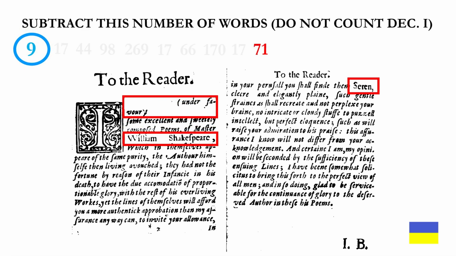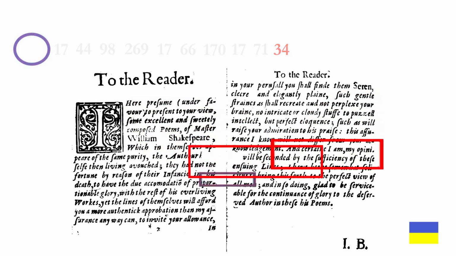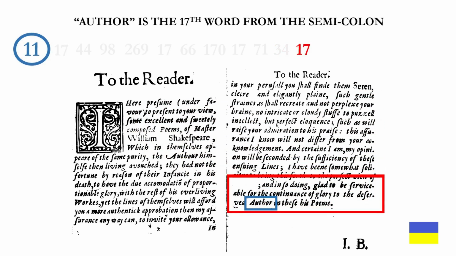But when we subtract the number of words, that is the words within the brackets and the only Roman words within the text of the preface, and we still do not count the decorative I, we get 71. The letter count within the Roman letters plus the words which are in the brackets is 34. Author is the 17th word from the semicolon in the final sentence.